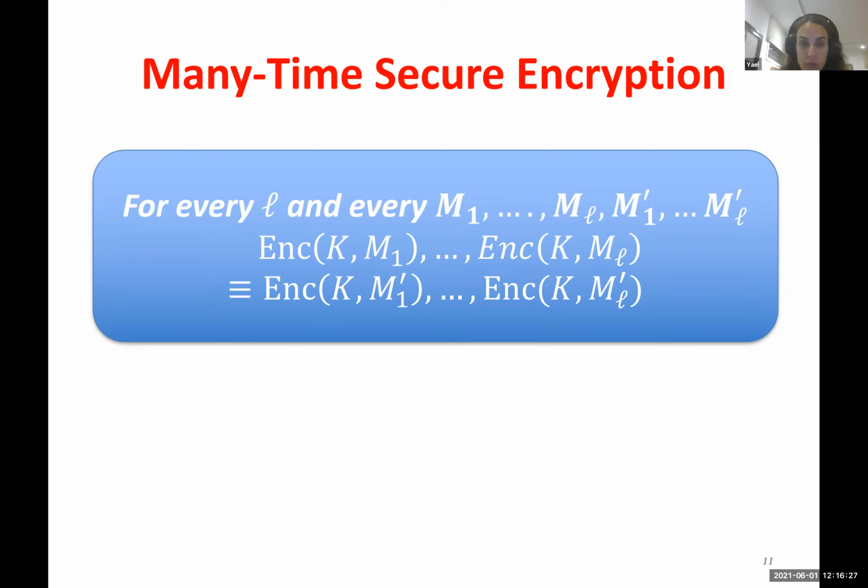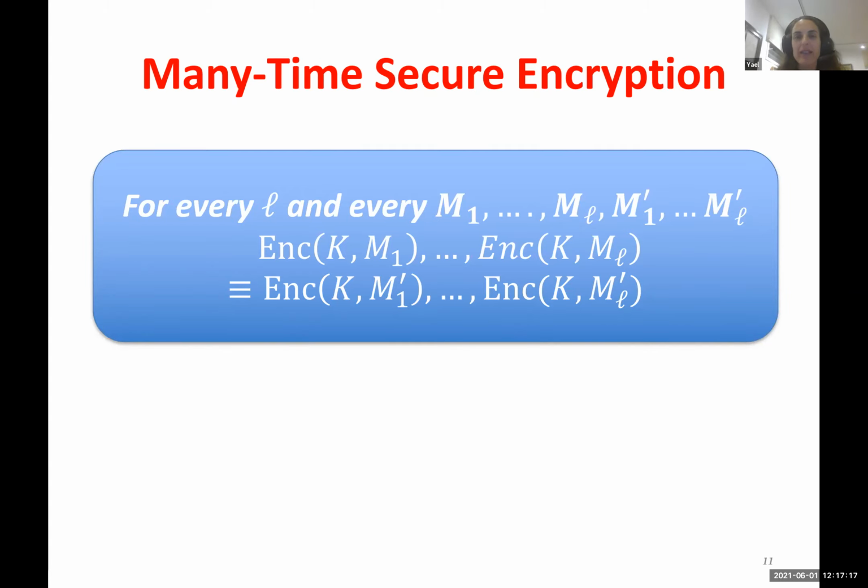What does a many-time secure encryption mean? It means that for every L, the number of messages, and for every sequence of messages M1 up to ML, and M1 prime up to ML prime, the encryptions, the ciphertexts of M1 up to ML, have the same distribution as the encryptions of M1 prime up to ML prime. In other words, I can encrypt many messages under the key K, and the distribution of my ciphertexts will look the same, whether they encrypt M1 up to ML or M1 prime up to ML prime. So this is a many-time secure encryption.